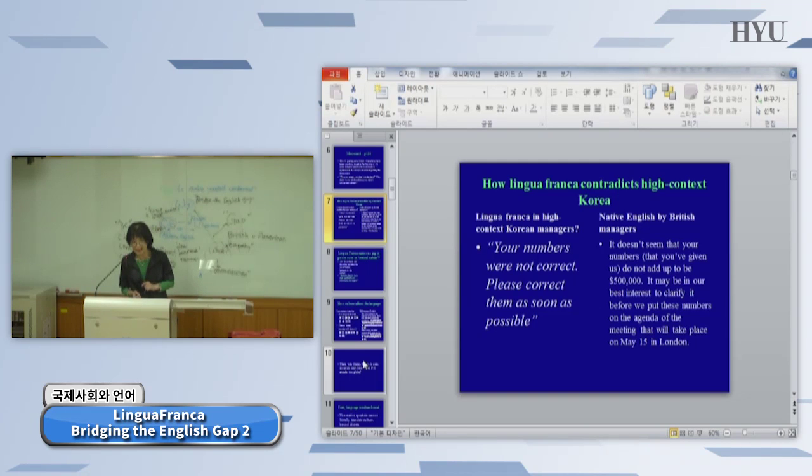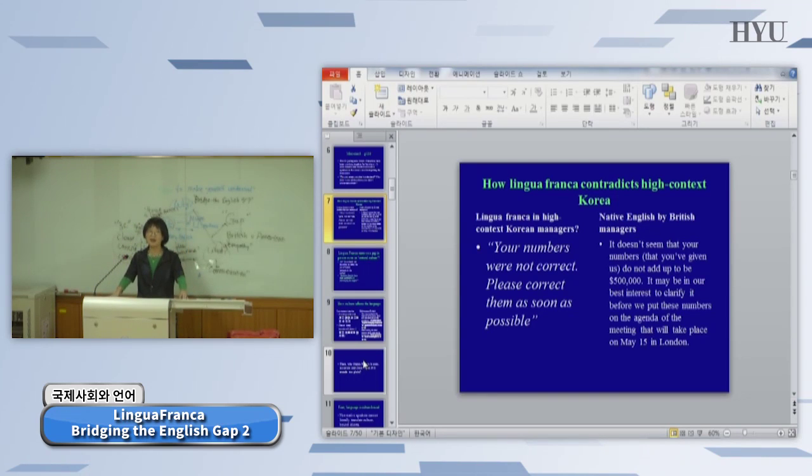It is too wordy, because the Korean manager assumes that there is some shared information. So you don't have to specify May 15 in London or the numbers here. We already know them; this is information already shared, so we don't have to repeat it. The Korean manager would say this is the simple idea, the most important message. He focused on the important message. Anyway, this is where there are some differences.